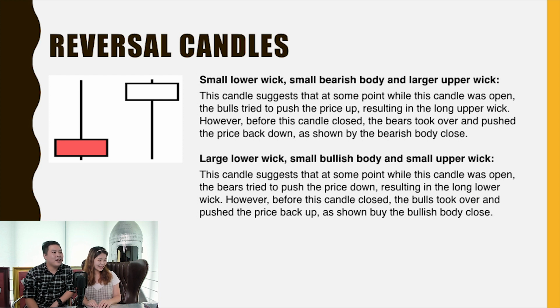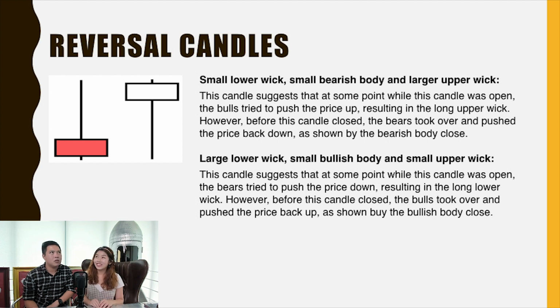Reversal candles: small lower wick, small bearish body, large upper wick. At some point when the candle was open, the bulls tried to push the price up, but they failed and then they closed lower than the opening. That's why there's a long upper wick and a small bearish body. I'm guessing that wick means shadow, right? Synonymous. That's what they said in the slide.